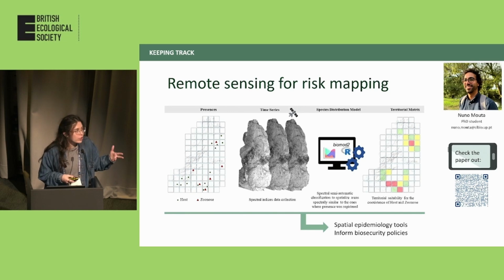In another work, he implemented a similar methodology, but for disease transmission risk. And so with presence of the host species and the disease, and then using spectral data as a proxy for habitat suitability and the distribution models, and then with a risk matrix, we identify these places where risk of transmission is higher. And so this is a tool that also has potential to be used to inform biosecurity policies.